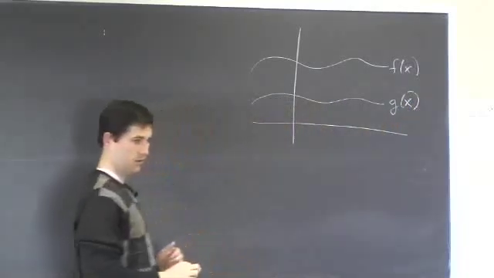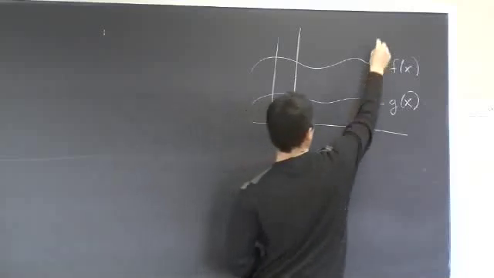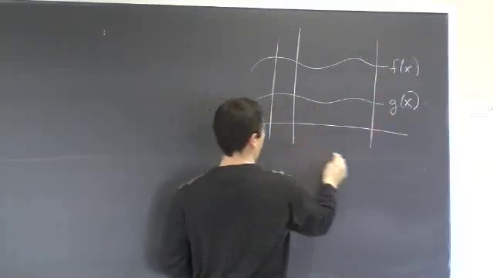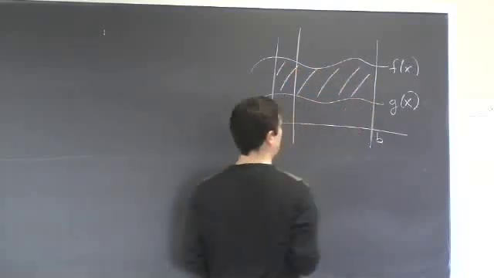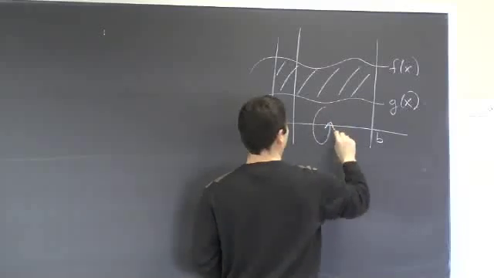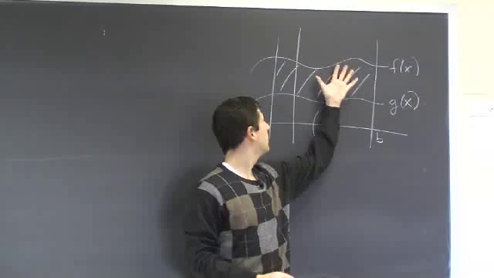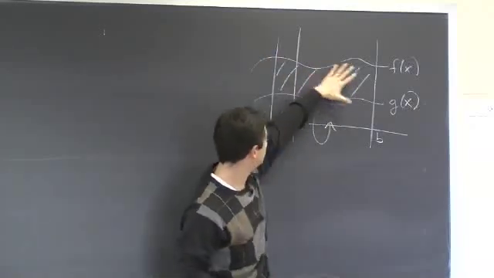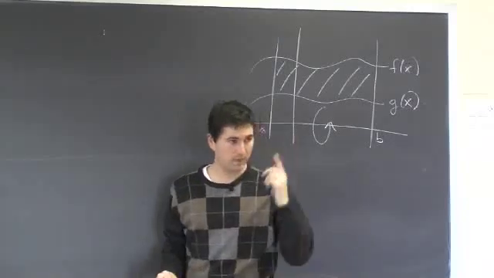we have two functions, f of x and g of x, and we bound a region between a and b, and we rotate around the x-axis. Okay, so you take this region in here, and you can see it pulling out from the board and spinning around, right? That's our drill bit.